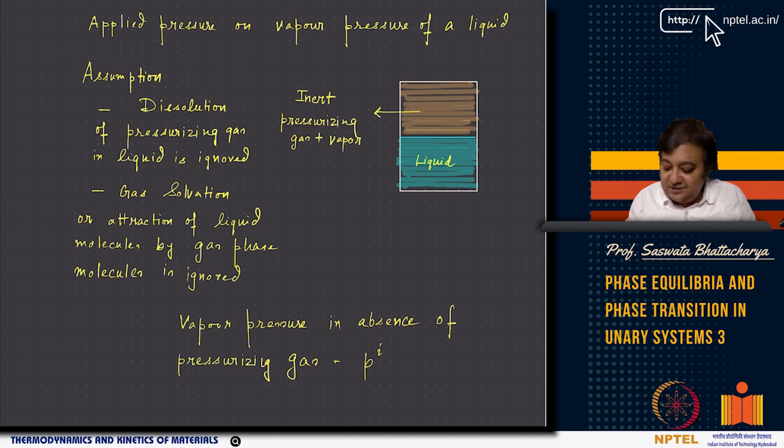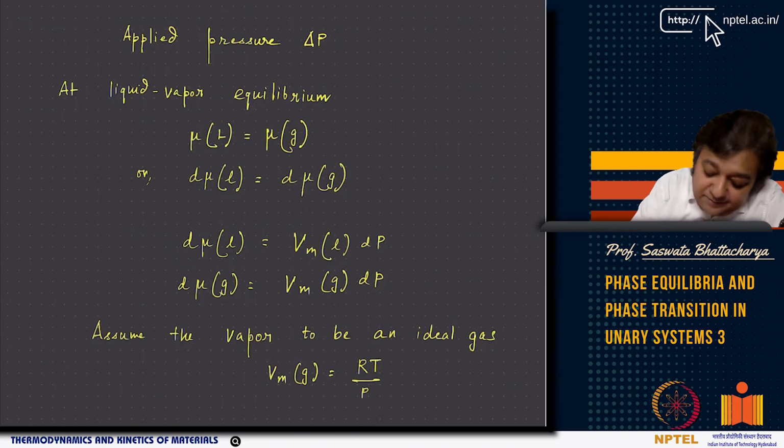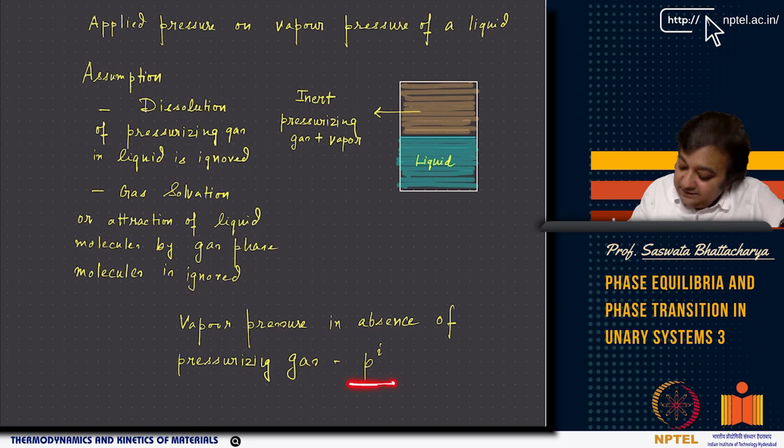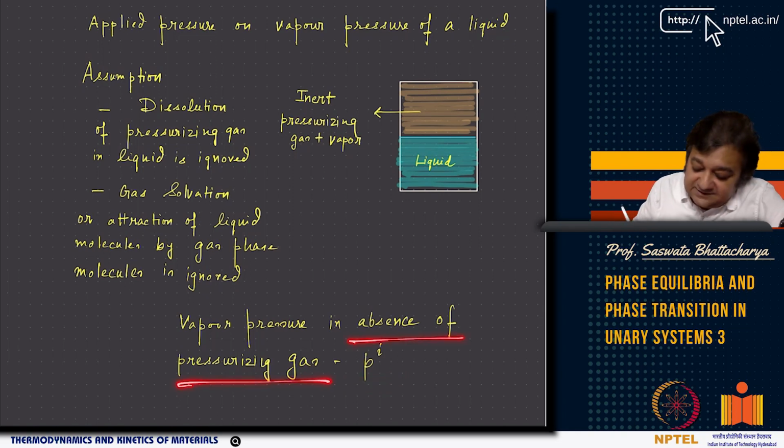Now, if the vapor pressure in the absence of pressurizing gas is Pi, I want to see, if there is a pressurizing gas, what happens to the vapor pressure. My applied pressure is delta P, and the original vapor pressure is Pi. Pi is my original vapor pressure in the absence of the pressurizing gas, and again, note the assumptions, right?